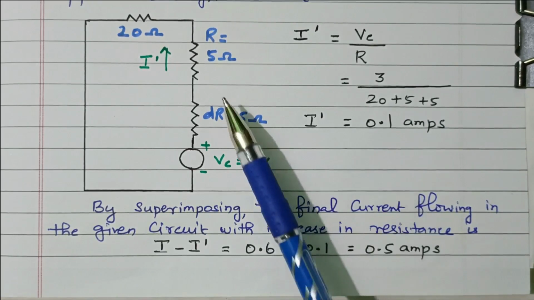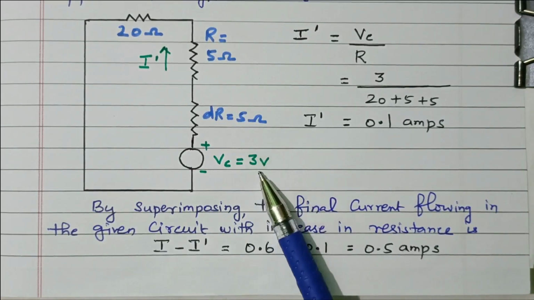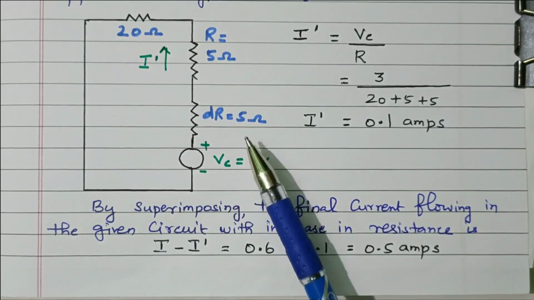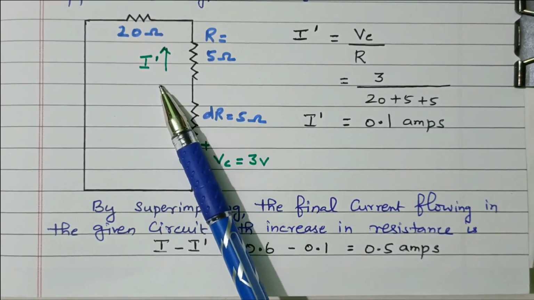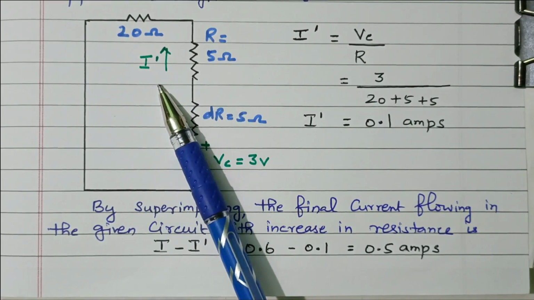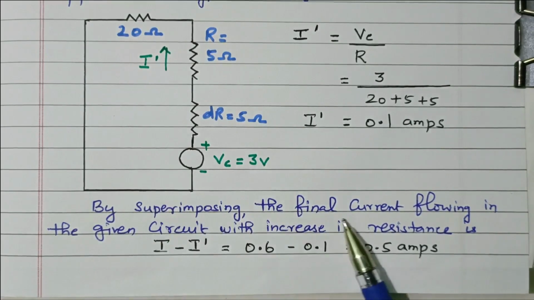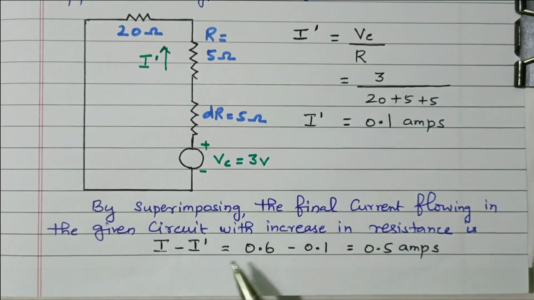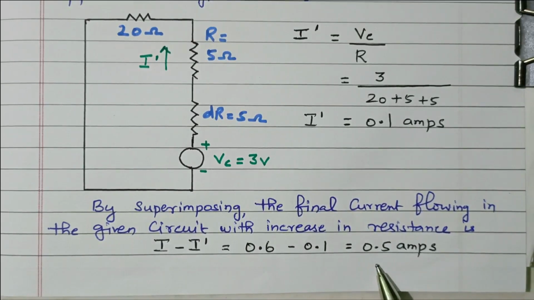Right? What is the meaning? The resistor 5 is increased by another 5 ohm, and the 3 volt source is connected. The compensated voltage is 3 volts. Due to the increase in resistor, this is the voltage, and this is the current flowing in the opposite direction. Right? So what is the resultant current now? By superimposing, the final current flowing in the given circuit with the increased resistor is I minus I dash. I is the original current 0.6 minus I dash 0.1, that is 0.5 ampere, right?